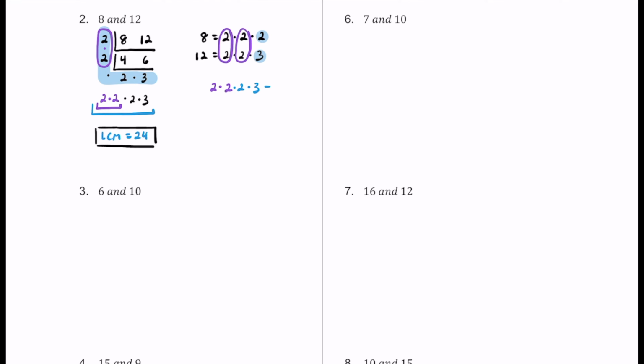And all this together should get us our LCM. So 2 times 2 is 4, times 2 is 8, times 3 is 24. So there we have our LCM using another method.